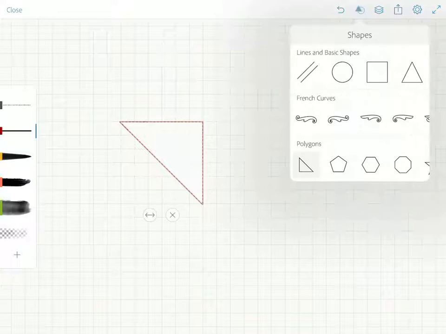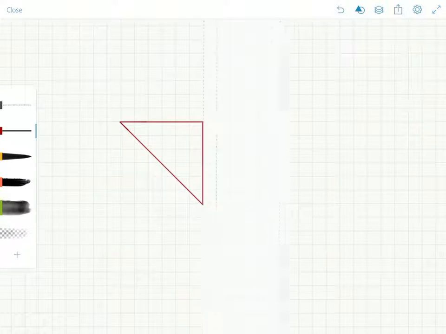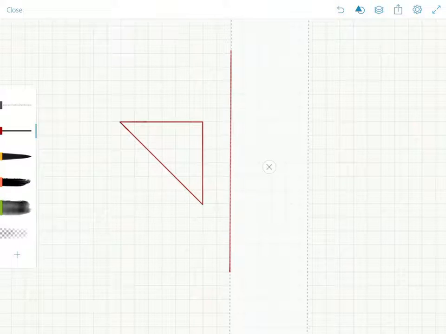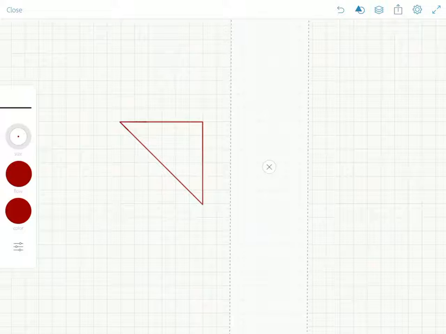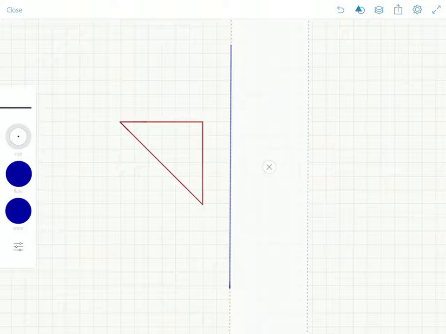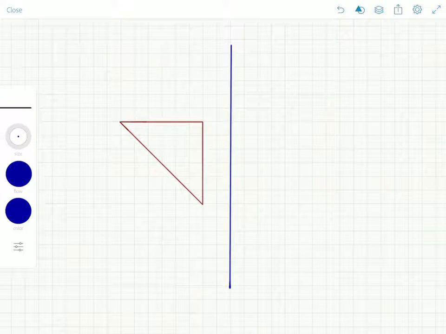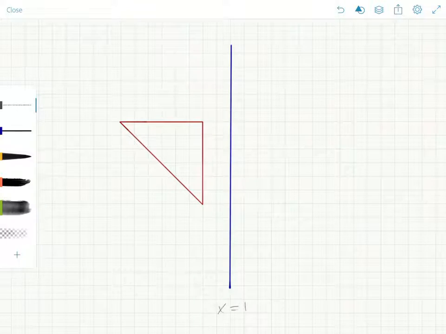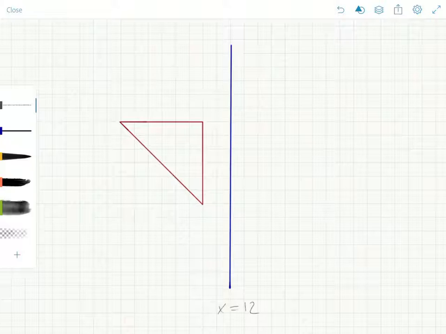I'm going to keep it relatively easy. I'm going to make it a vertical line, no rotations. Let's change the color of that. Here's our line of reflection, and we're going to reflect that triangle across that line. Before we go any further, I'm going to put in a little bit of information. Let's say this is the line x equals 12 instead of the x-axis. So it's a vertical line in the middle of the plane.